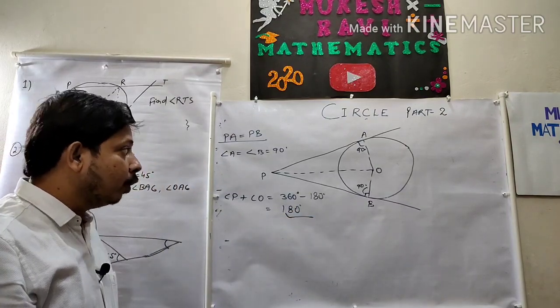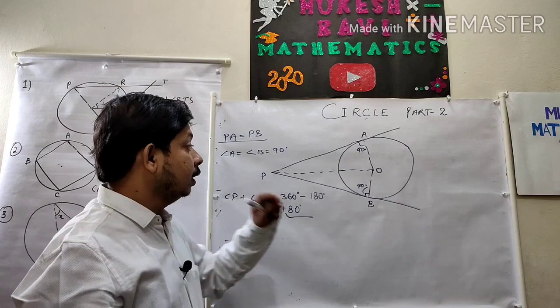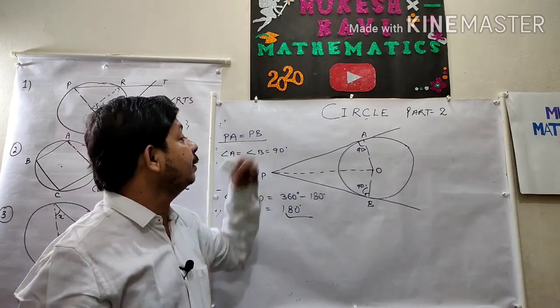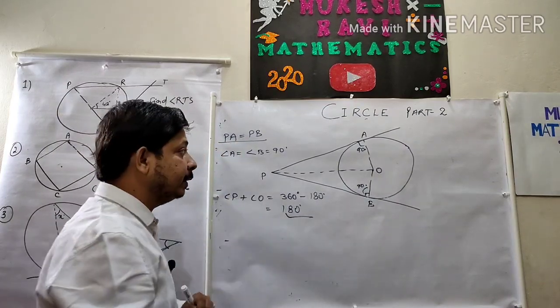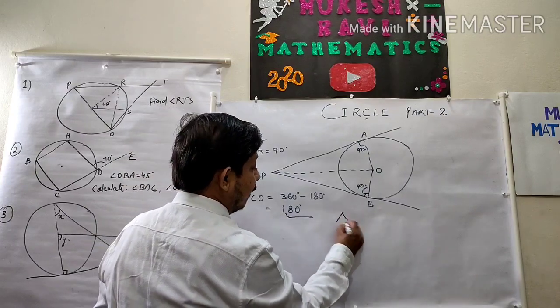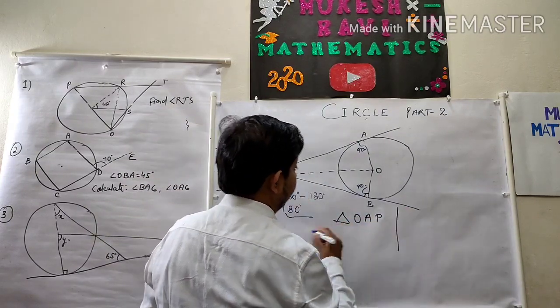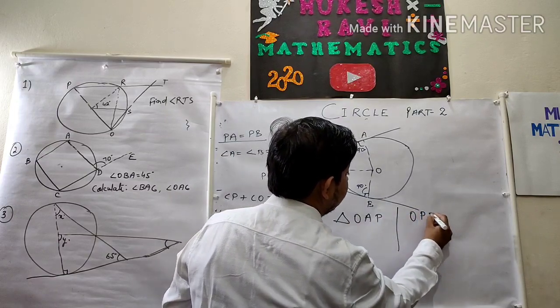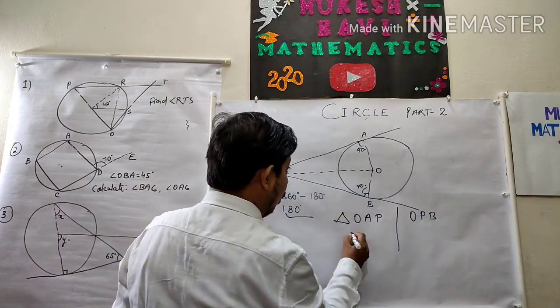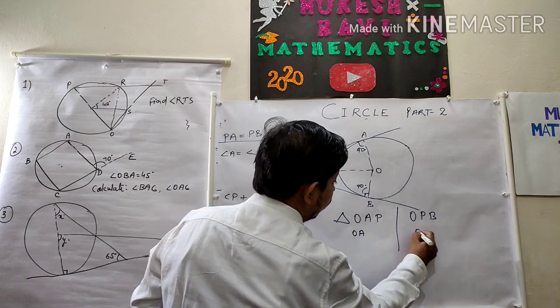Okay, now you can go with how to prove PA and PB are equal. See, triangle OAP and triangle OPB. Okay, now OA is equal to OB.